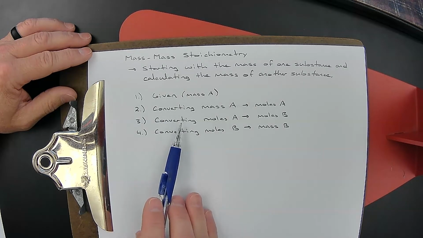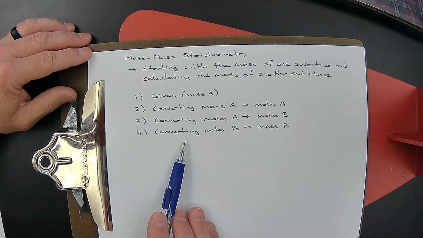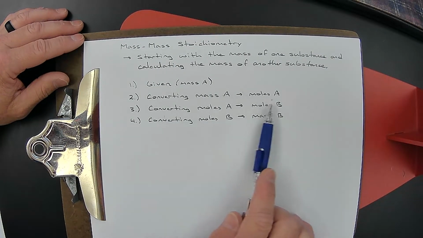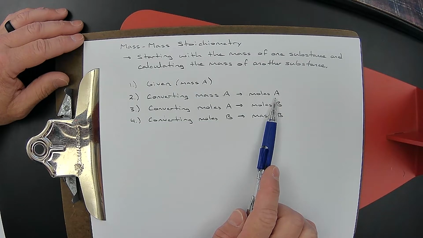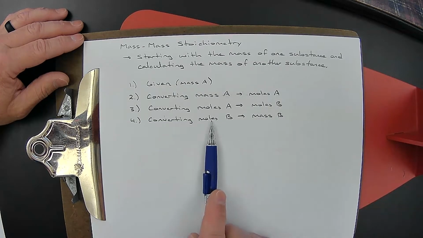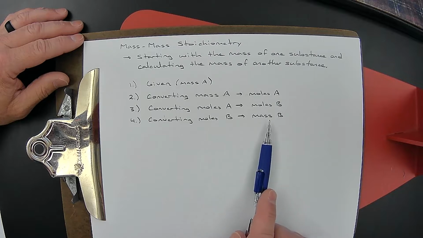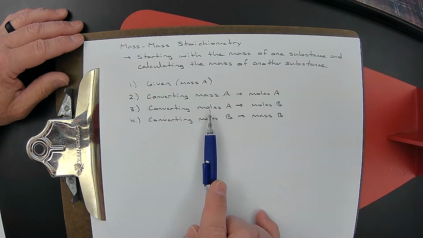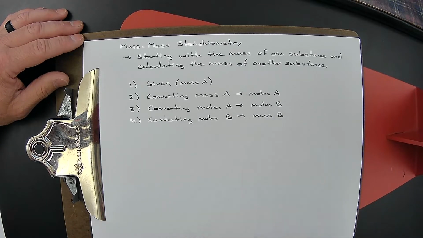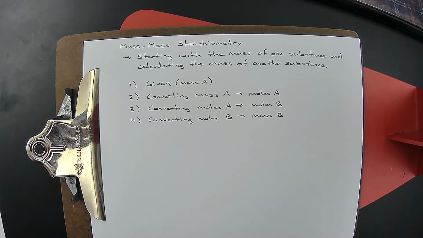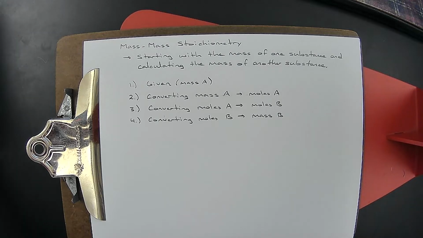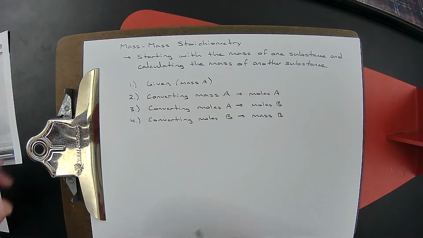Every single one of these steps we have previously done, but they've all been isolated. We have been given the mass of A and found the moles of A. We've been given the moles of one substance and found the mass of that same substance. Those were the first calculations that we've done. And then recently we just learned how to go from the moles of A to the moles of B. So in this case, we're going to go through each one of these steps together.